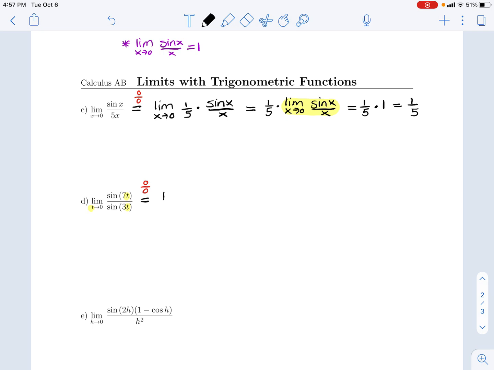So what I'm going to do is I'm going to say, okay, well then this is the limit as t approaches 0.